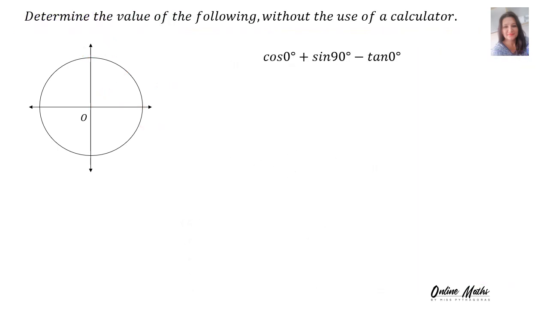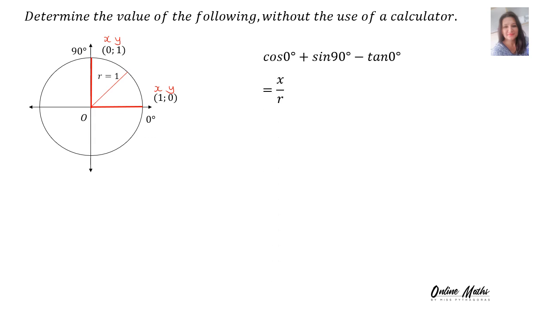Determine the value of the following without the use of a calculator, and then your sum is cos 0 degrees plus sin 90 degrees minus tan 0. So you need your help sketch, which is your unit circle. There's 0 degrees, there's 90 degrees. R is 1. Then that coordinate there is 1, 0, and the coordinate there is 0, 1. And if you want to, you can add there x, y, x, y. It will just make your life easier. Now, back to the sum.